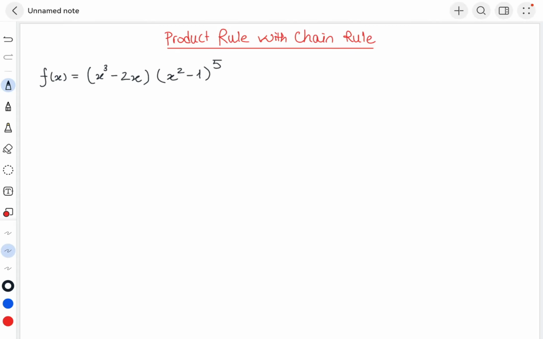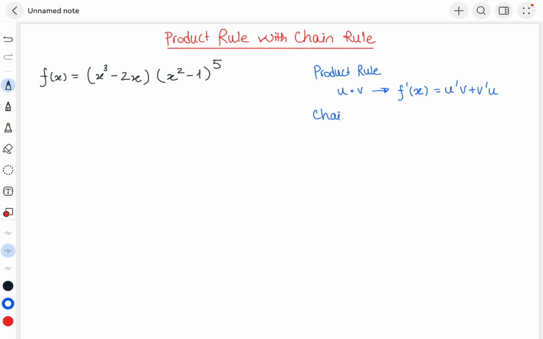Today we will solve a derivative where we will use the product rule and the chain rule in the same formula. To remind you, product rule is whenever we have two things multiplied by each other, where we denote them as u times v, and the derivative would be u prime v plus v prime u.